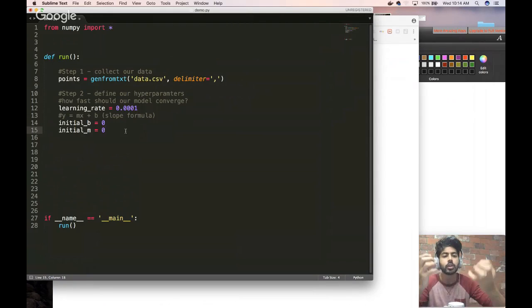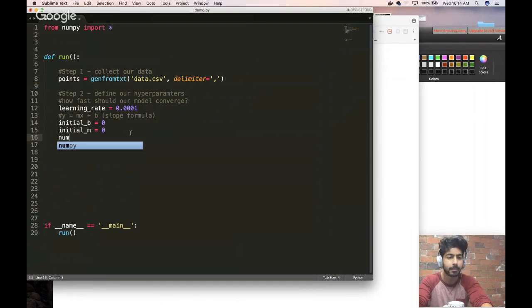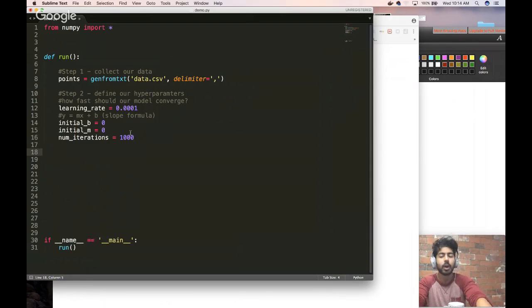So this is our initial b value, our initial slope, and our initial y-intercept. They're going to start off as 0. And then the last hyperparameter is going to be the number of iterations. How much do we want to train this model? Well, we have a very, very small data set. There's only 100 points, and for that, we're not going to need to iterate 1,000,000 times or 100,000 times. We're just going to iterate 1,000 times.